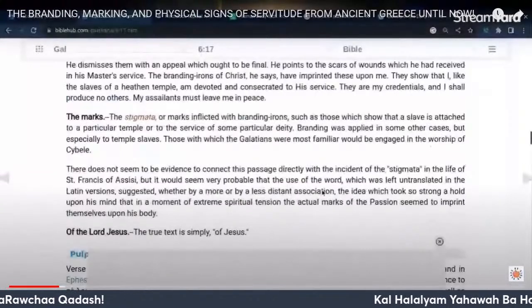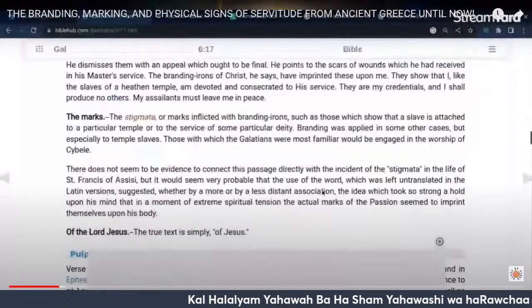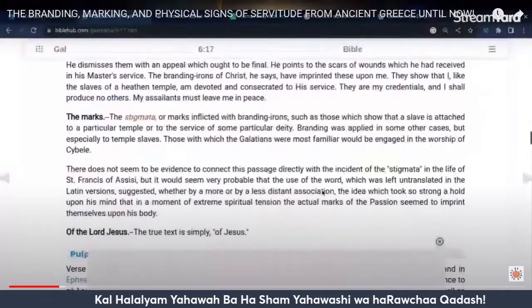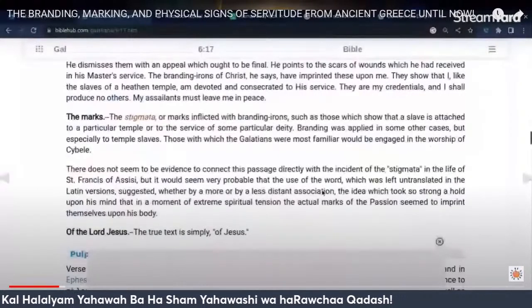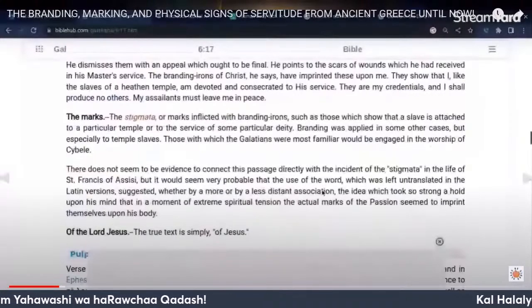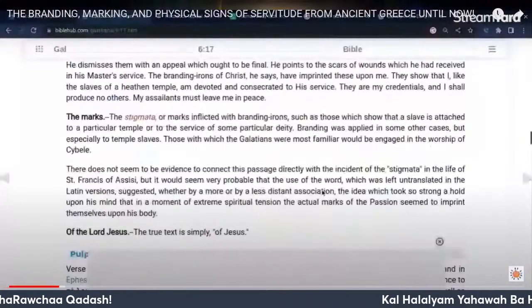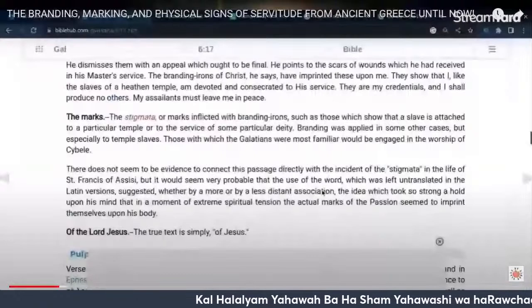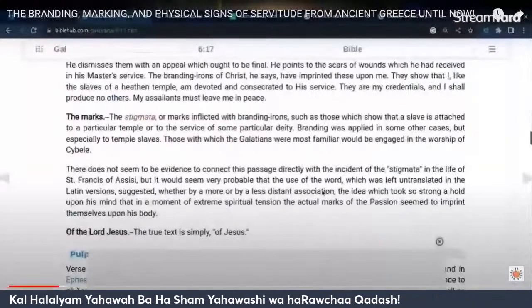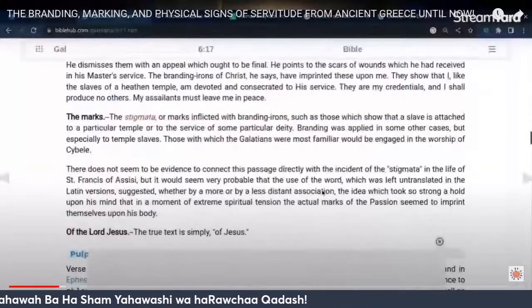Non-jabbers, for instance, have stigmas that they were crazy, lunatic, conspiracy theorists, and so forth. Well, so do people who believe in the scriptures, especially ones that teach that the MOTBs, the CHIP, are us. So we're already going through it, right? It says the stigmata, or marks inflicted with branding irons, such as those which show that a slave is attached to a particular temple or to the service of some particular deity.